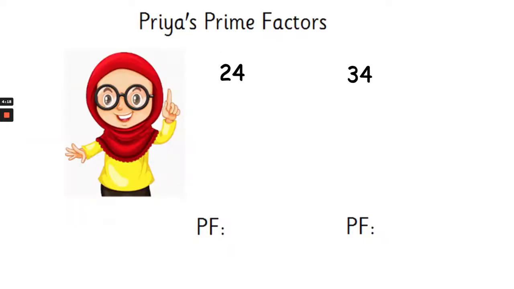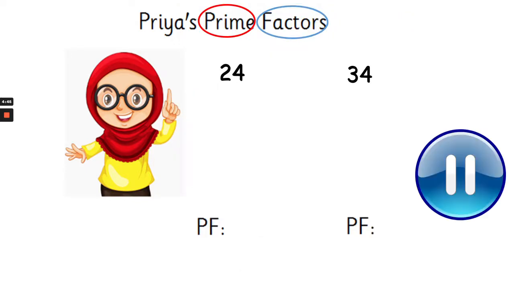Great job. All right, we're moving on to Priya's prime factors this time. Prime, P-R-I-M-E. My only factors are 1 and me. A prime number is a number with just 2 factors, 1 and itself. And we're looking for all of the factors of these numbers, which are prime factors. Priya's prime factors like a prime factor tree. All right, pause your video and find the prime factors of 24 and then 34.